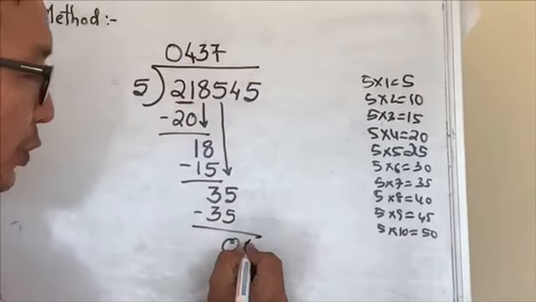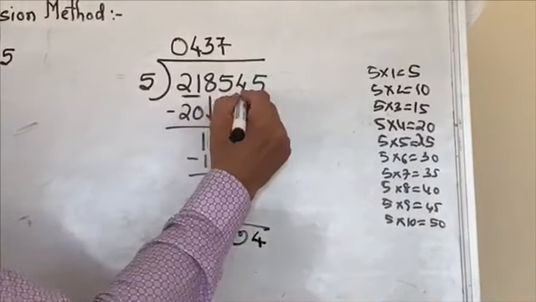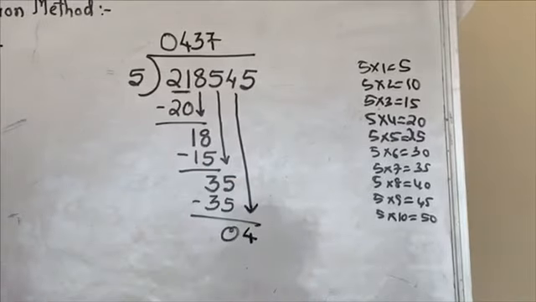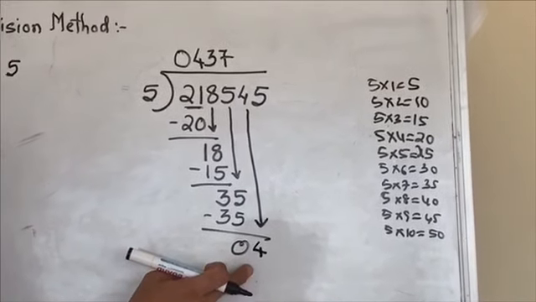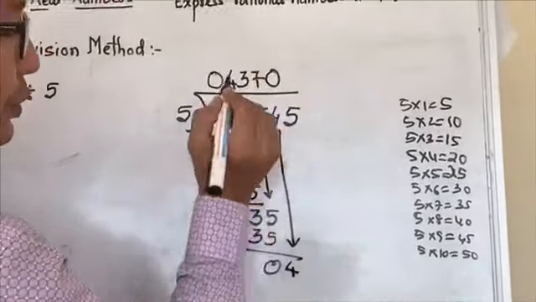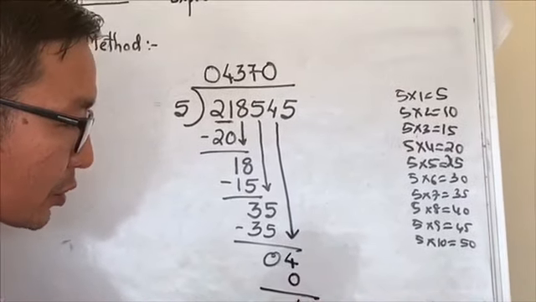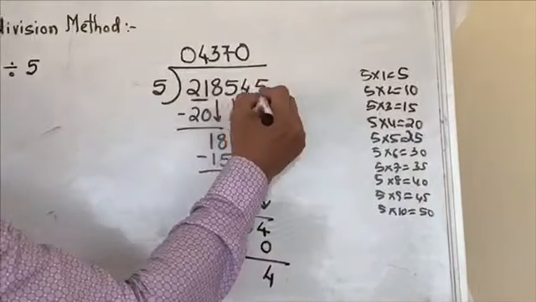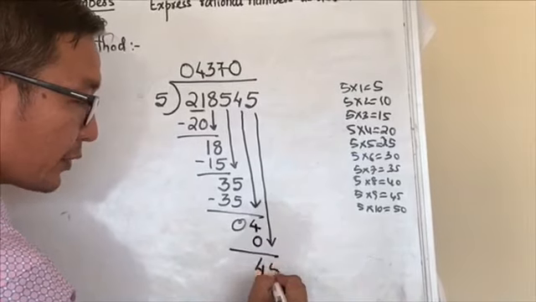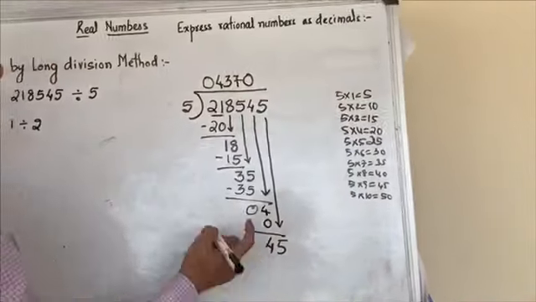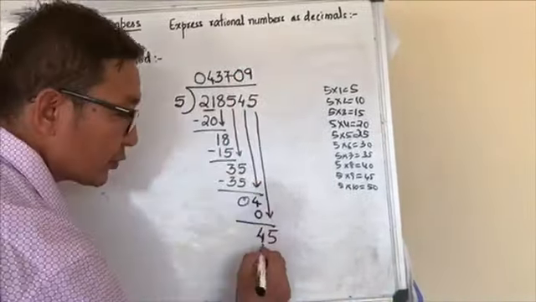We need to take down 4. 5 goes into 4 zero times, so 5 0s are 0. I'm going to write 4 as the remainder. And then last, I'm going to take down the 5. 5 goes into 45: 5 9 times is 45.